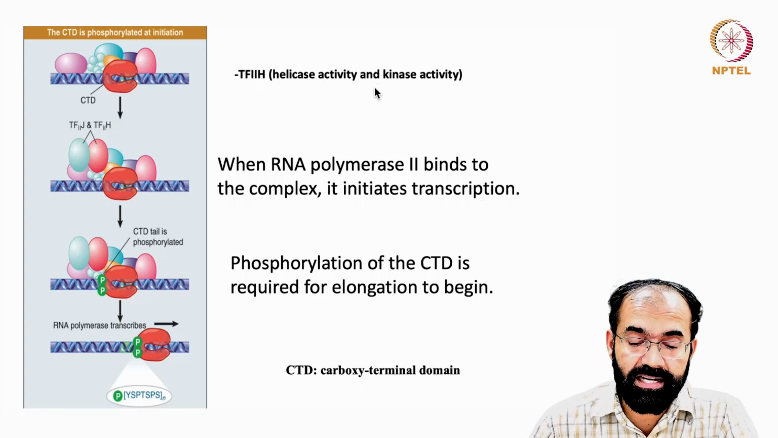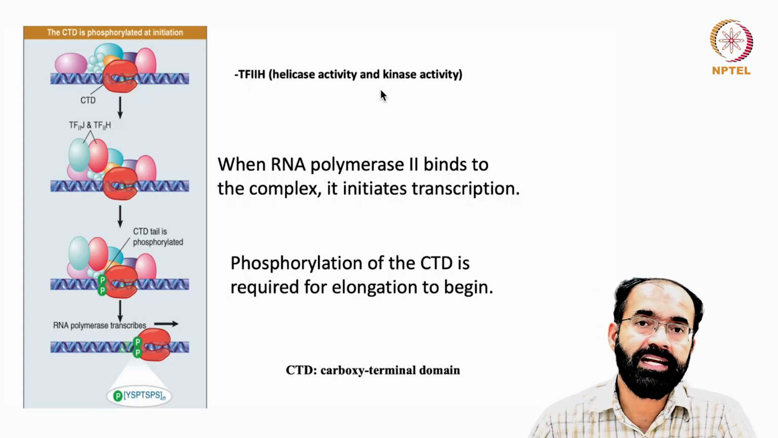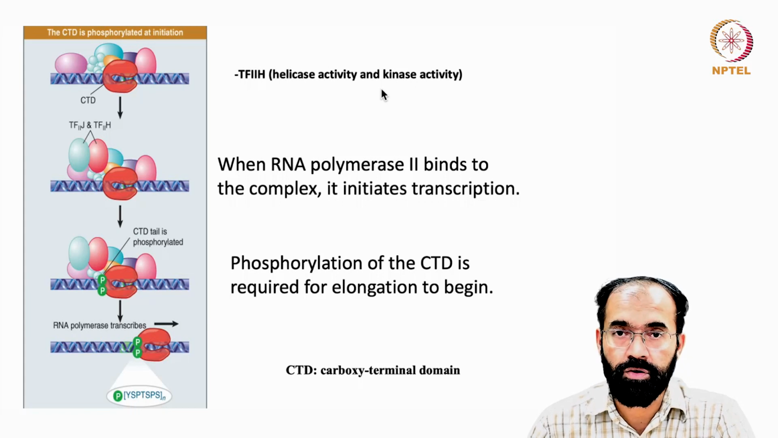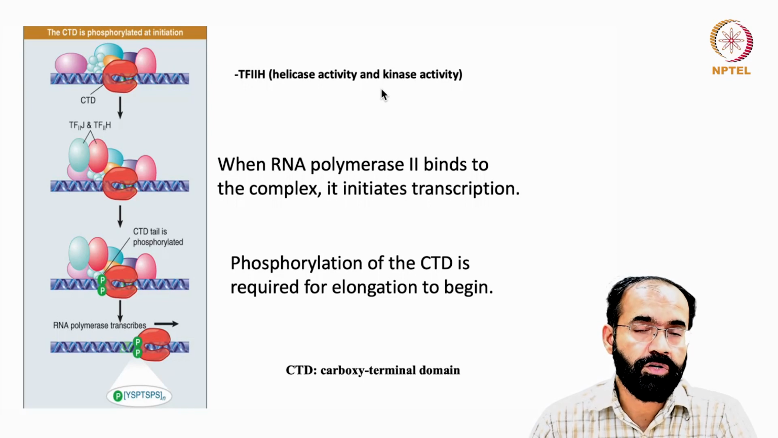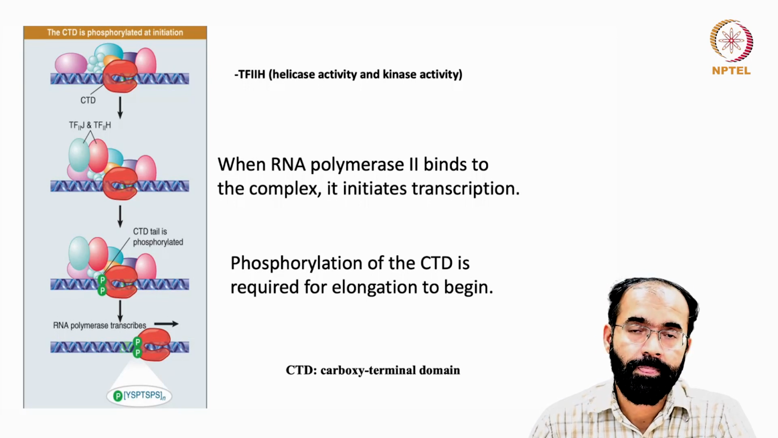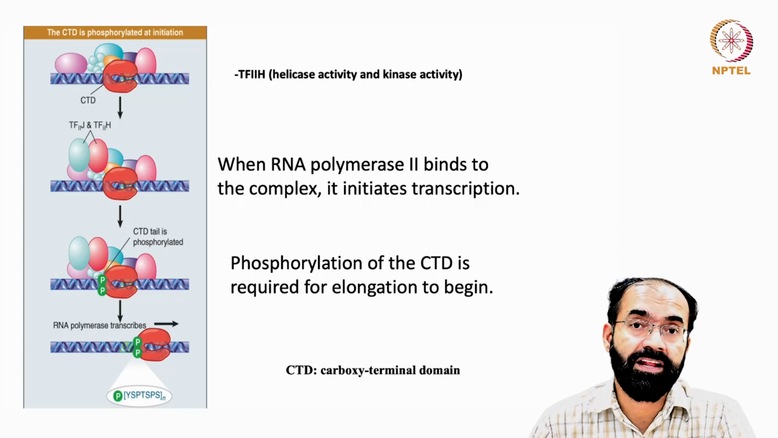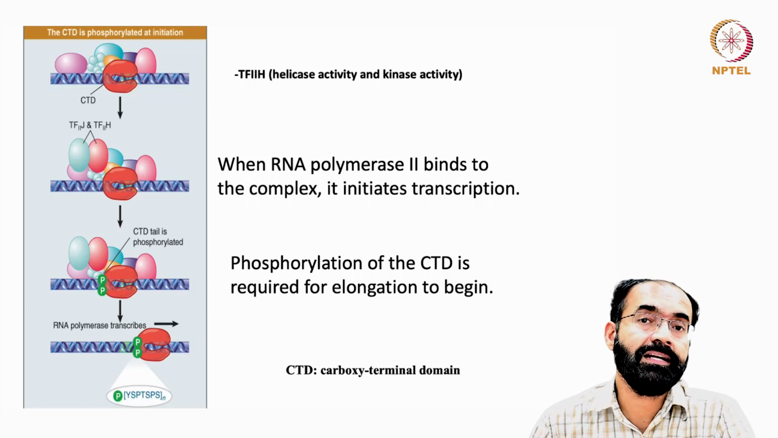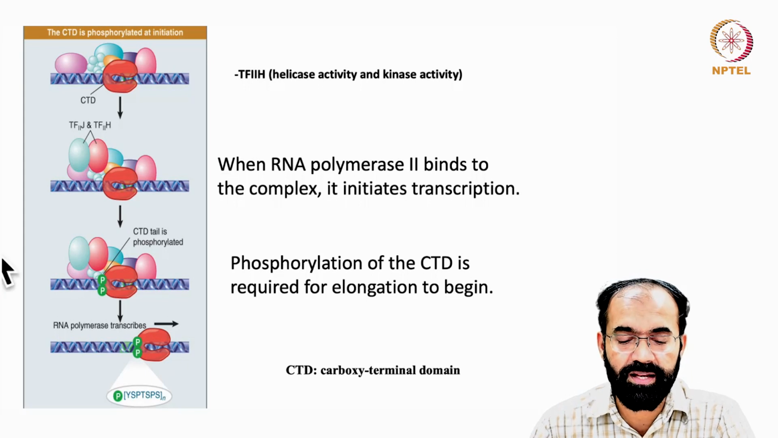TF2H has the helicase activity, we already know, and it also has a kinase activity. What is kinase activity? Kinase activity allows the protein or enzyme you are talking about to catch hold of an ATP molecule and add the phosphate group to a target. And in this way, the molecule will get energized and it can change its conformation, and it can behave slightly differently than what it was doing. So the kinase activity is very important.